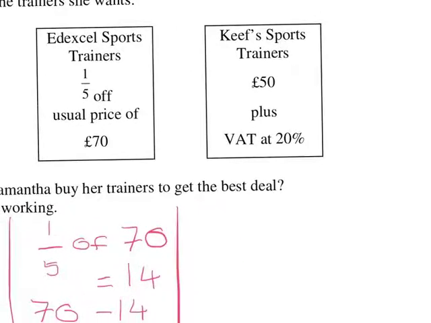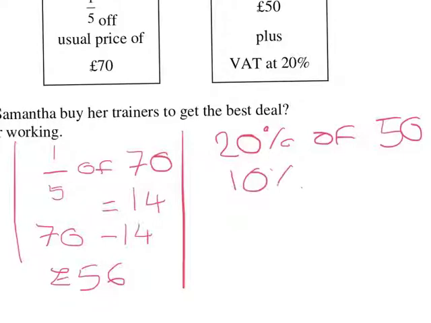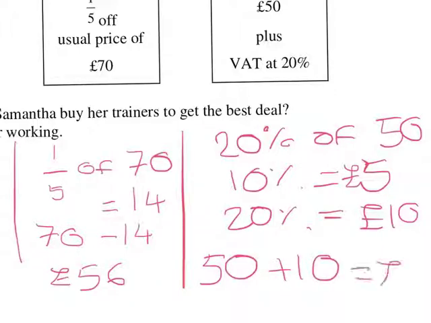Keith sports trainers, £50 plus VAT at 20%. So we need to work out 20% of £50. 20% of 50. Well, 10% of 50 is going to be 5. And 10% equals £5. 20% is just double that, which is going to be £10. Okay, so £50 plus the VAT of £10 is going to be £60.